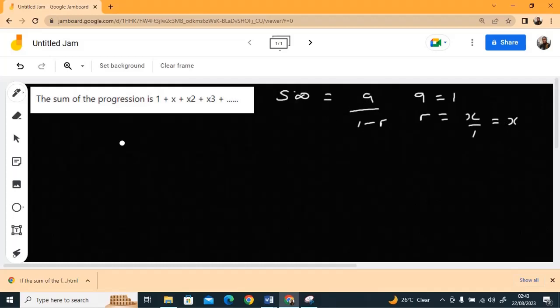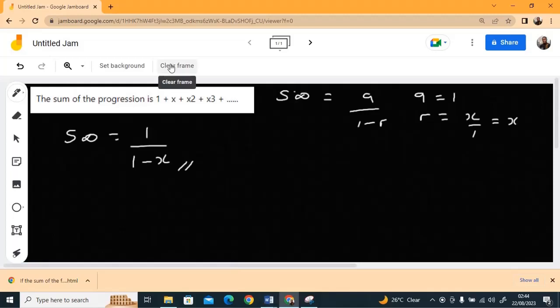So I will substitute here. My sum to infinity here equals, my a is 1 over 1 minus x. So that is that. It doesn't take long. This is the final answer for this: 1 over 1 minus x. That is the sum of this progression. That is the sum to infinity.